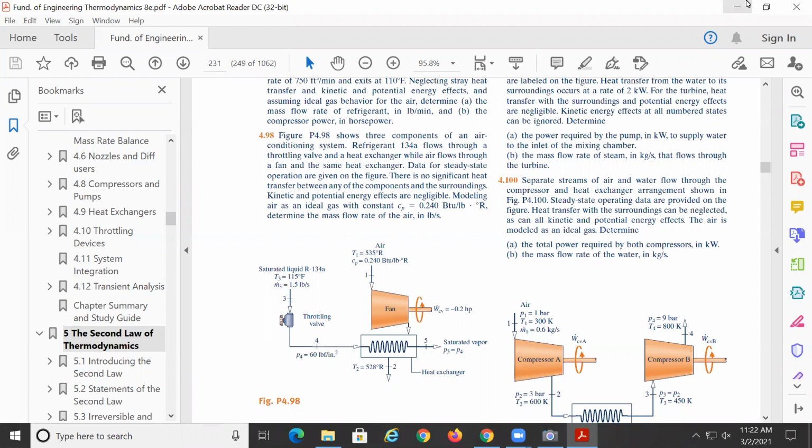P4 is equal to 60 lbf per inch square. We know this is a throttling valve, or just valve. And they tell you that at the beginning, this is saturated liquid. So this is 3. And you know that T3 is 115 Fahrenheit, and the mass flow 3 is 1.5 pounds per second.